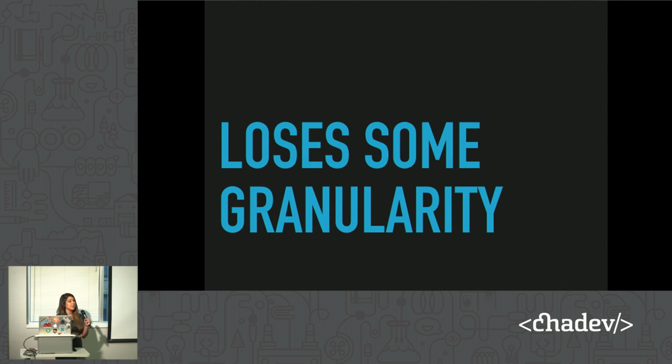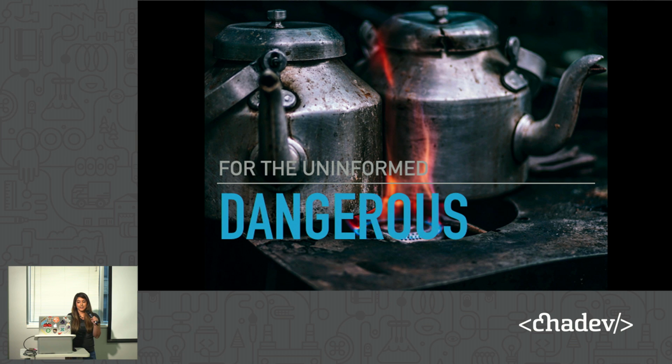Another thing is it loses some of the granularity. So if you have one commit for every feature that you're doing, you do kind of lose that: here I've added this thing, I've added this thing, those building block commits. And finally, it can be dangerous for the uninformed. So if you don't know quite what you're doing, please be careful. Get some education around how to actually squash and rebase before you go and mess up your code base.